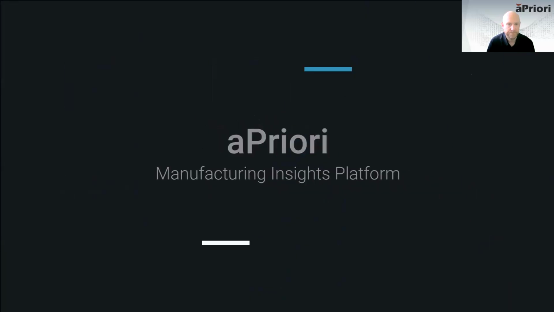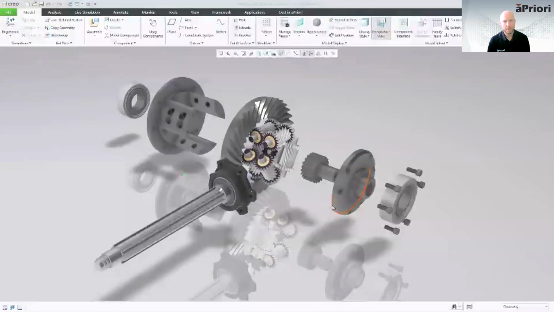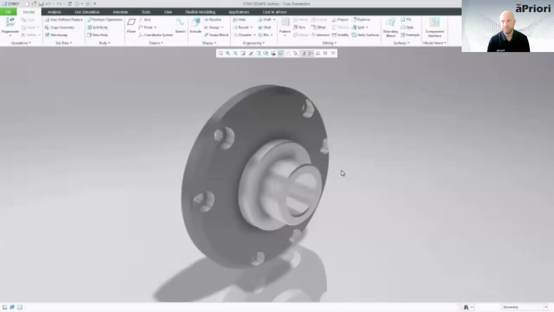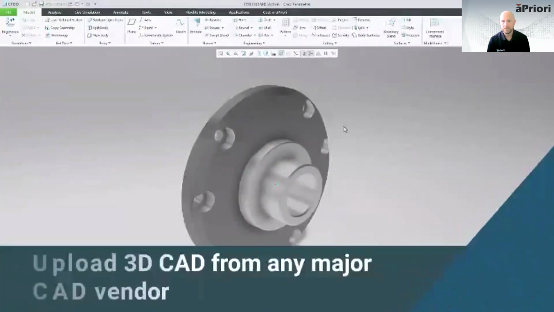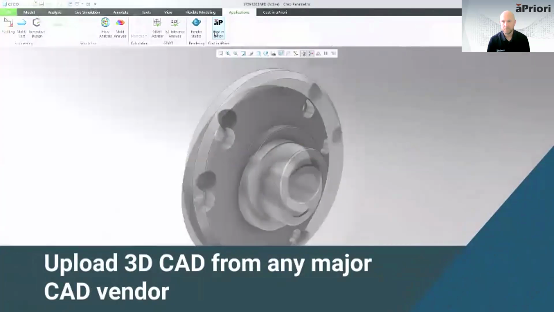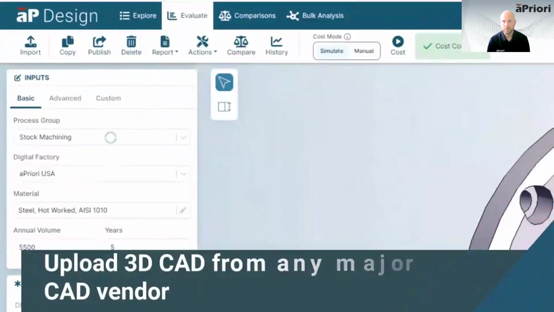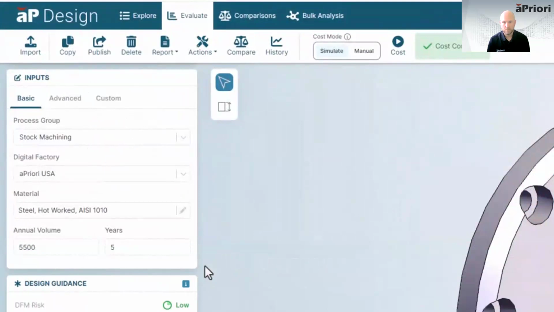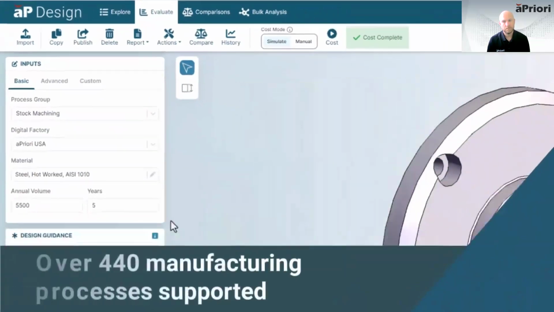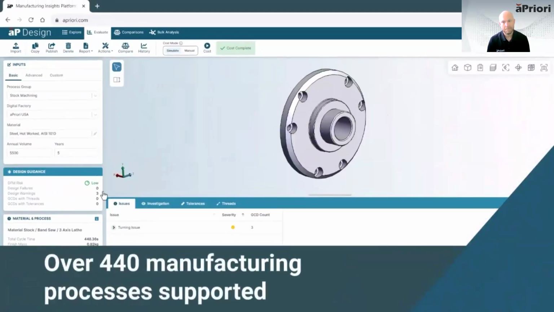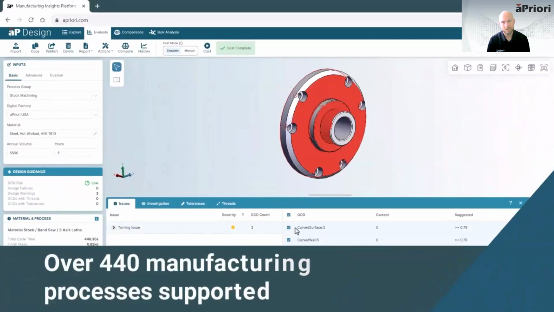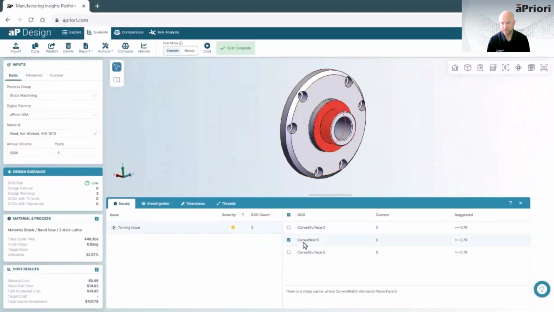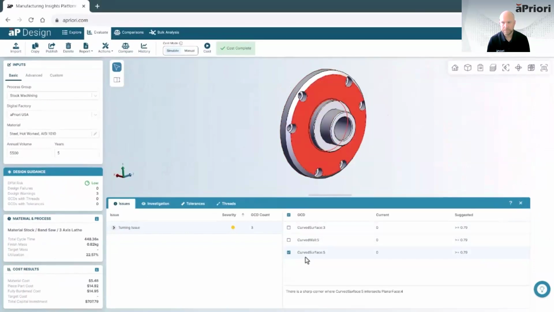If you are looking to join the rapidly expanding number of leading manufacturers using a priori to improve their product profitability, sustainability, and manufacturability, you start by simply uploading your 3D CAD model into the Manufacturing Insights platform. After choosing from a list of manufacturing process groups, a digital factory, and an annual volume for production, you are ready to get insights into cost, carbon, and DFM. In seconds after a full manufacturing simulation, we get design guidance based on a combination of best practices and the specific capabilities of manufacturing facilities.